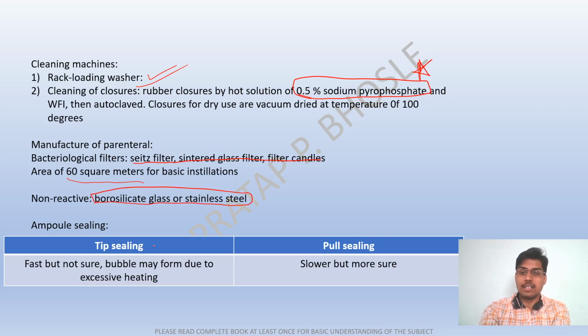Ampoule sealing. टिप सीलिंग से होता है एम्पूल और पुल सीलिंग से होता है. तो पुल सीलिंग जो है वो स्लोअर है बट मोर श्योर है. You must have done this practical in your diploma or degree. Tip sealing is fast but not sure. Bubble may form due to excess heating. टिप सीलिंग में क्या बबल फॉर्म हो सकता है? ये फास्ट है बट श्योर नहीं है. पुल सीलिंग इज व्हाट? मोर श्योर मेथड, राइट?